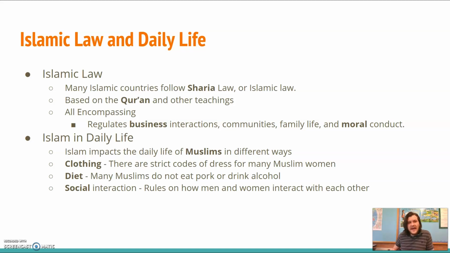Islam impacts the daily life of Muslims in a variety of ways. One is the way that they dress. There's strict codes of dress for many Muslim women. That's why a lot of times you'll see Muslim women with their face completely covered. Diet. Many Muslims don't eat pork or drink alcohol. And then social interaction. There are different rules for how men and women interact with each other. For example, in some Muslim cultures, it is forbidden for women to be out in public without a male member of their family.